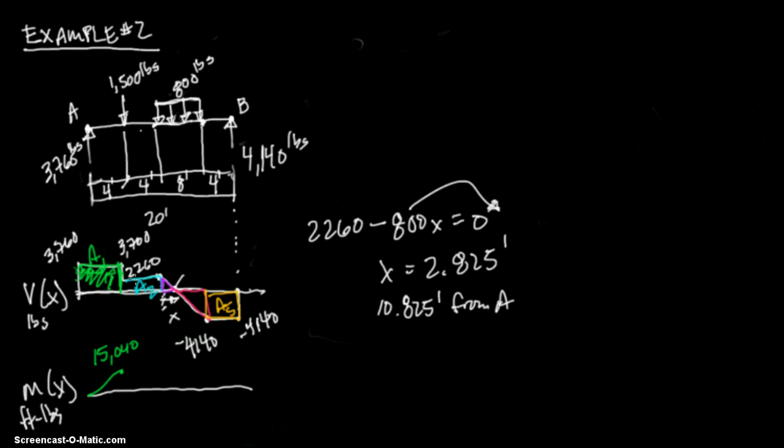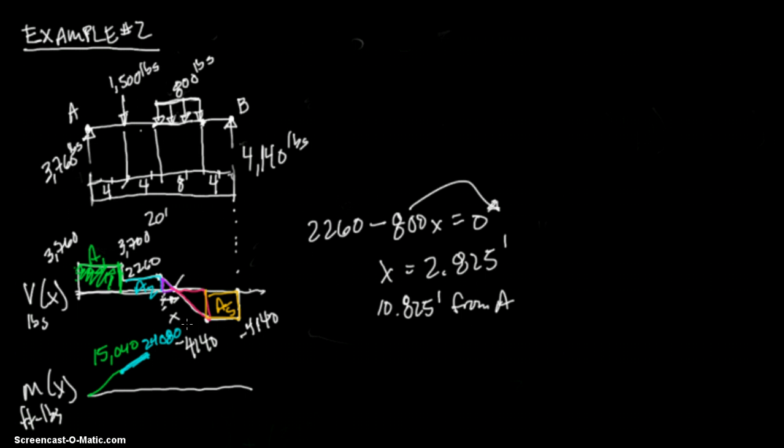1540. And then you want to add A2, which is 2260 times 4, and 2260 times 4 is 9040, and 9040 plus 1540 equals 24080.